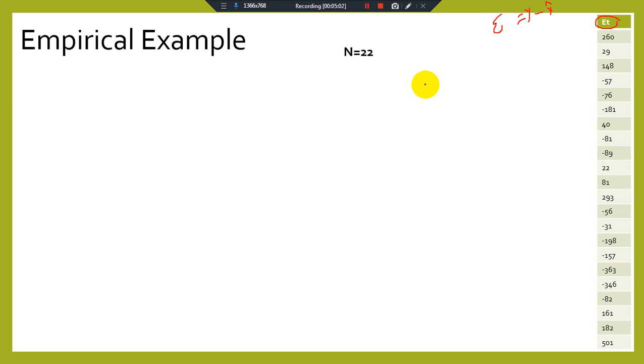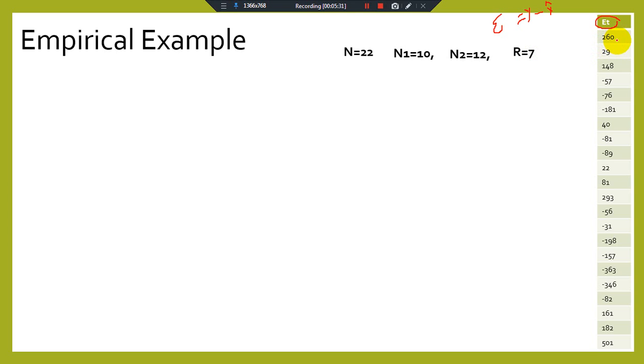We have a total number of observations of 22. We have positive observations, see here: 1, 2, 3, 4, 5, 6, 7, 8, 9, 10. We have 10 positive observations and 12 negative observations. So see here, we have 7 runs.